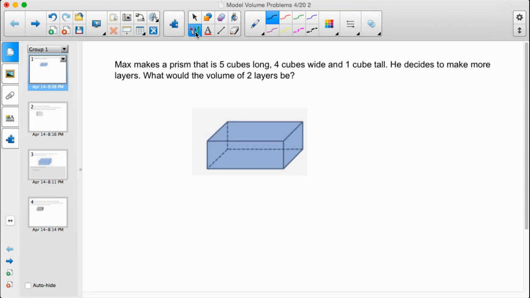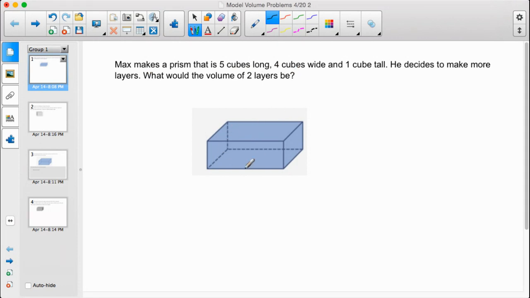I'm going to go over a couple of our word problems that we have with volume that you will see this week, starting I think Tuesday and Wednesday. So the first one says, Max makes a prism that is 5 cubes long, 4 cubes wide, and 1 cube tall. He decides to make more layers. What would the volume of 2 layers be?